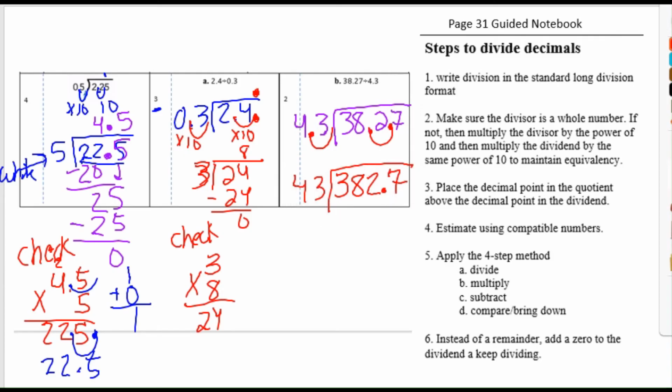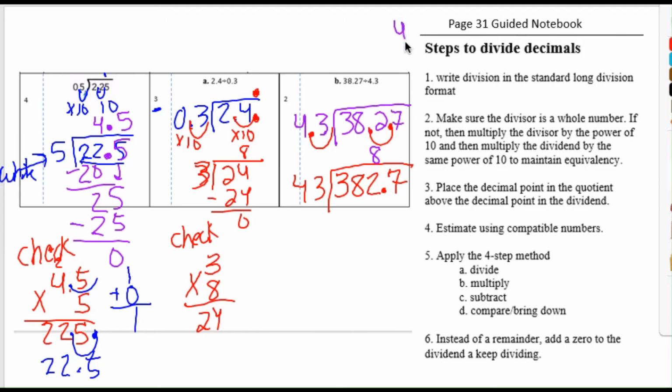And now that our divisor is a whole number, we can go ahead and divide like normal. And then we can check our work to make sure we are correct. So we can think 43 is close to 50 and 382 is close to 400. So about how many times does 50 go into 400? Well, for each 100 you have 2. So I'm going to try 8 first, because how many 50 cents are in $4? I'm going to try 8 first.